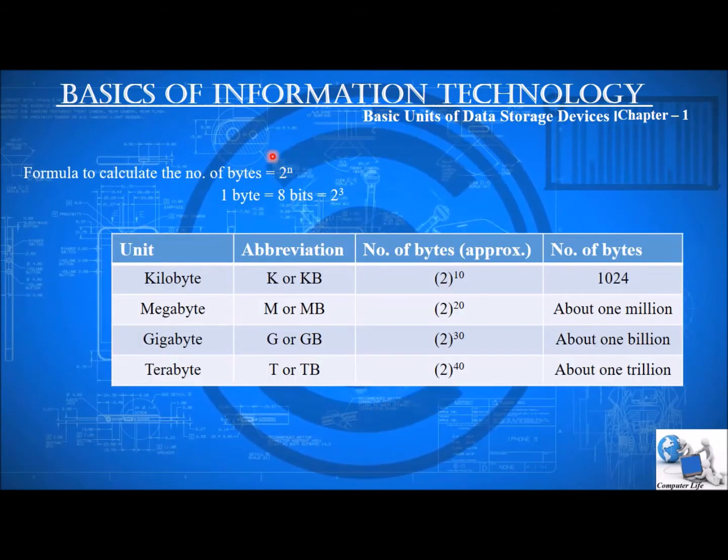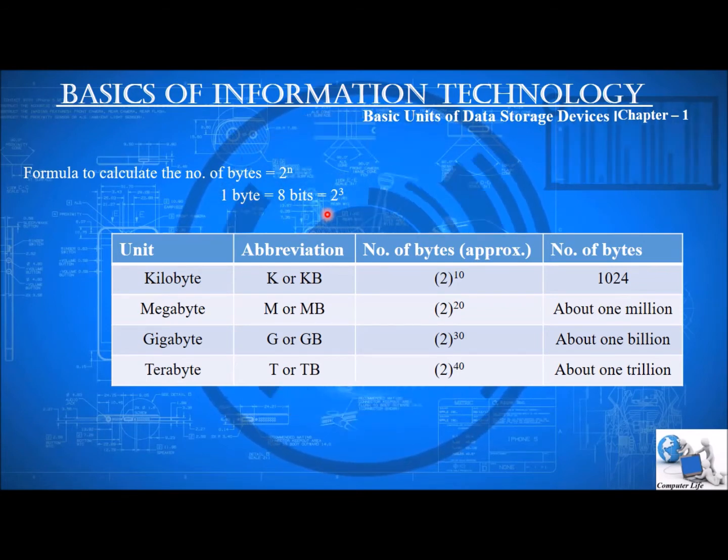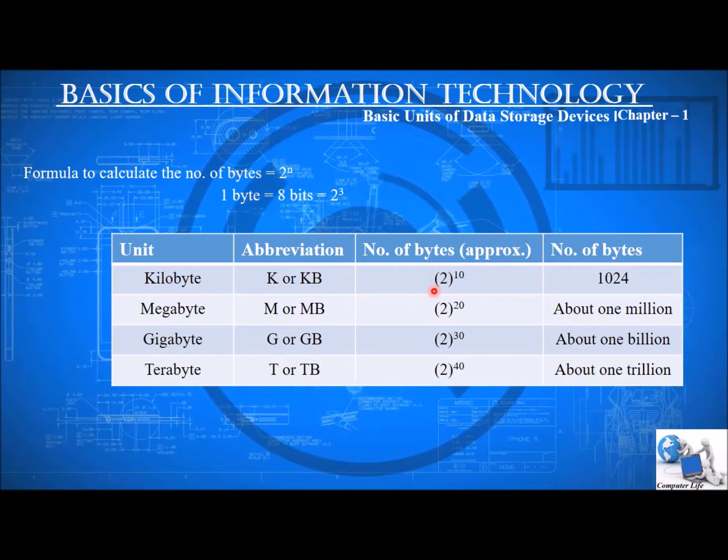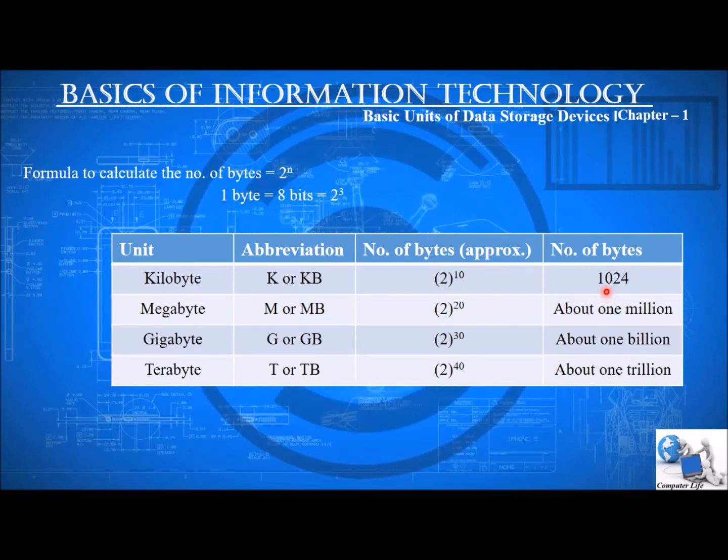Now we will discuss how we can calculate the number of bytes. According to the formula, number of bytes is equal to 2 to the power n. So in 1 byte we have 8 bits, which means 2 to the power 3. So when we multiply 2 three times, we get the value of 8 bits. Now we discuss the greater units. In case of kilobyte, we have 2 to the power 10 number of bytes, or if we multiply 2 ten times, then we get the value of 1024. So we can say that there are 1024 bytes in 1 kilobyte.